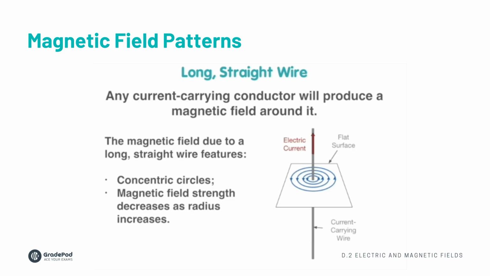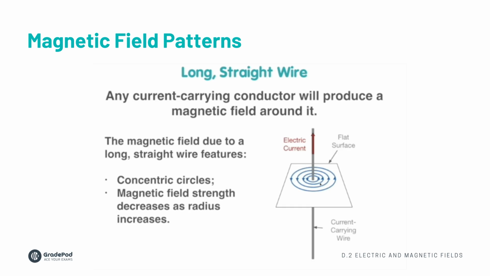It's not only magnetic materials that can produce a magnetic field. A magnetic field can be produced by a long, straight wire. And in this situation here, the long straight wire is shown as this grey wire pointing upwards. Any wire that has a current flowing through it will produce a magnetic field around it. And you can see this magnetic field is made up of concentric circles.